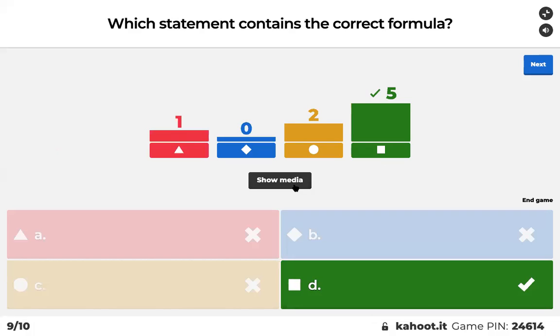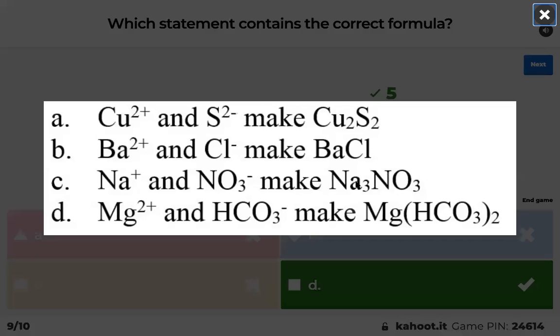Okay, most of us got this one, but let's go ahead and take a look. So what is wrong with letter A? Why is A not correct? They would cancel each other out.